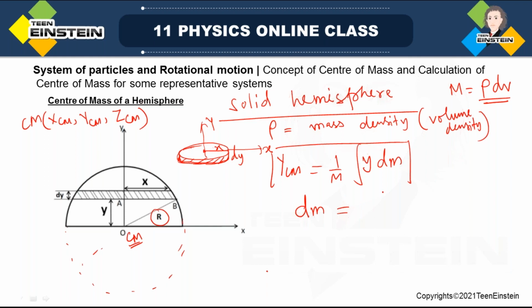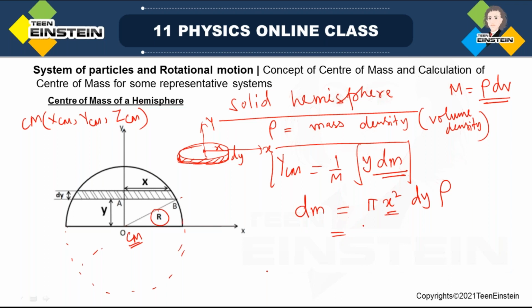Disk means you have a circular area, pi x square, into the thickness dy. Anyway, we have to do integration with respect to y. So dm is pi x square into dy, the thickness, into rho. This is the elemental mass. Then I know the y coordinate, and we can integrate with the proper limits. y goes from 0 to capital R.